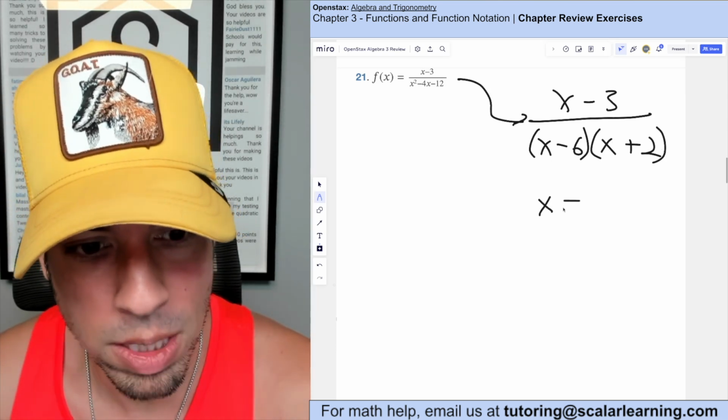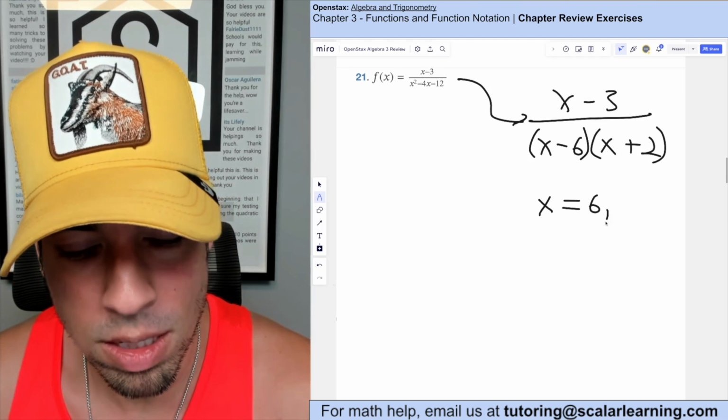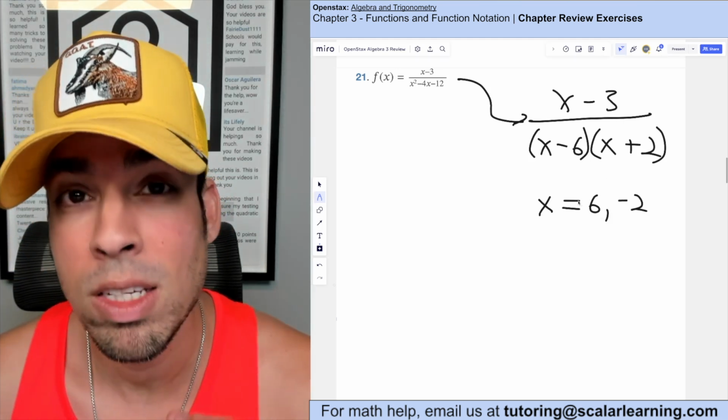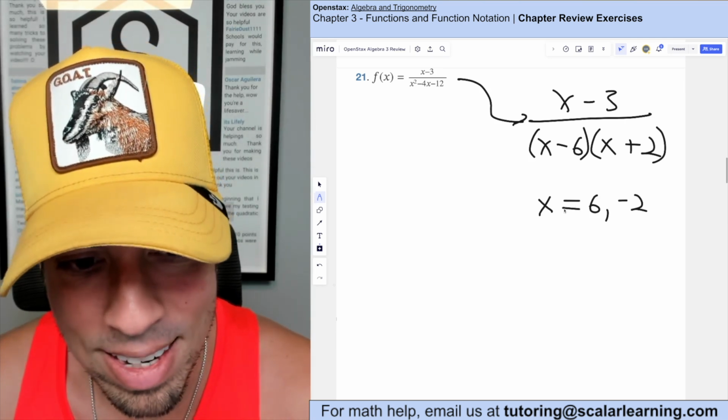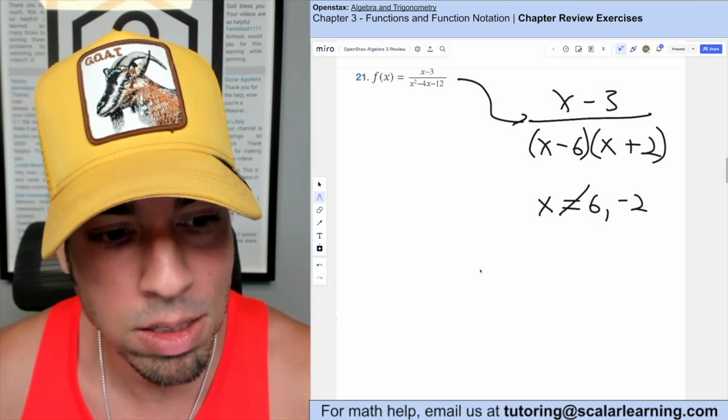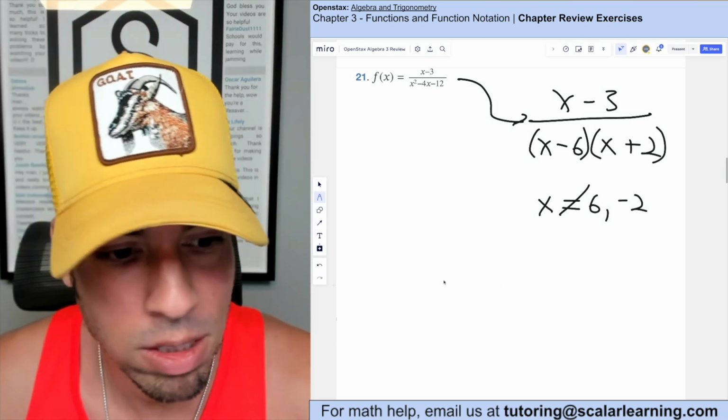The first is going to be 6. The second is going to be -2, right? -2 plus 2 is 0. 6 minus 6 is 0. But these are values that x cannot equal. What that means is our domain is everything but 6 and -2.